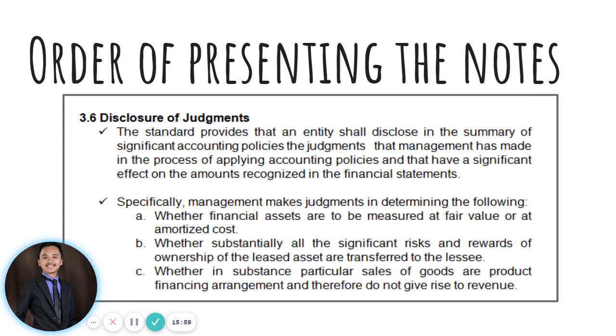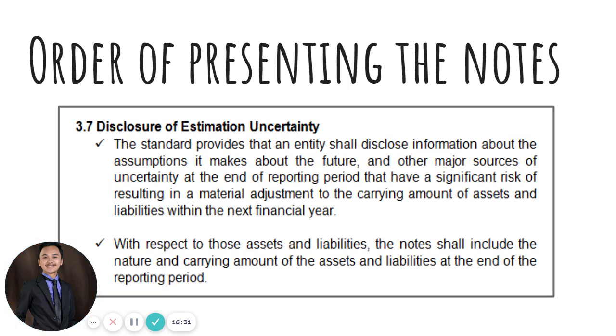So specifically, management makes judgments in determining the following. For example, whether financial assets are to be measured at fair value or at amortized cost, or whether substantially all the significant risks and rewards of ownership of the leased asset are transferred to the lessee, or whether in substance a particular sale of goods is a product financing arrangement and therefore does not give rise to revenue. Okay? So these are considered as disclosure of judgments, which are also to be disclosed in the summary of significant accounting policies used in an entity.